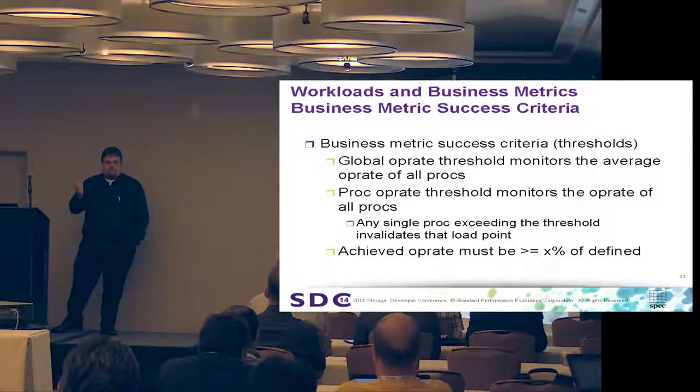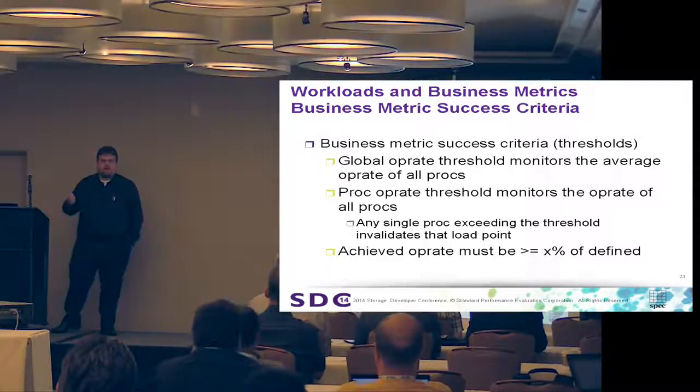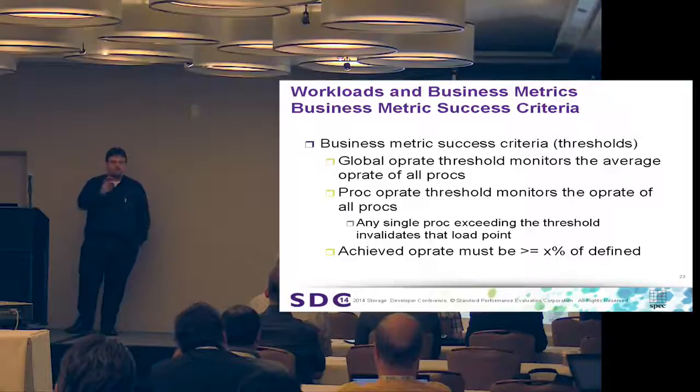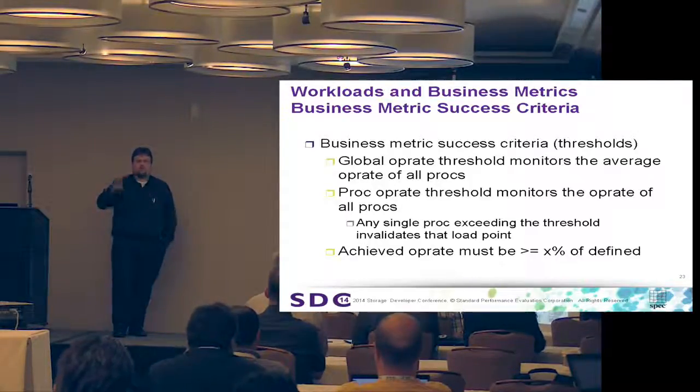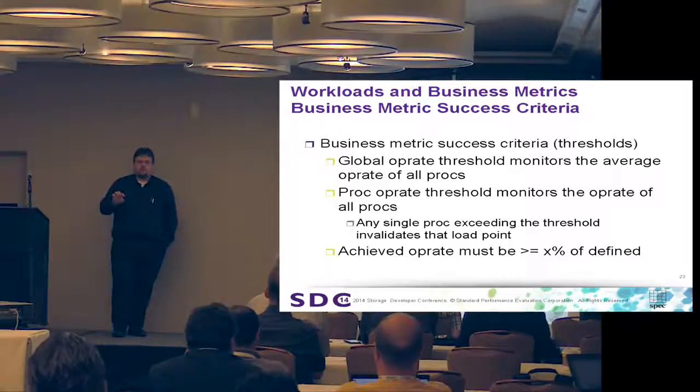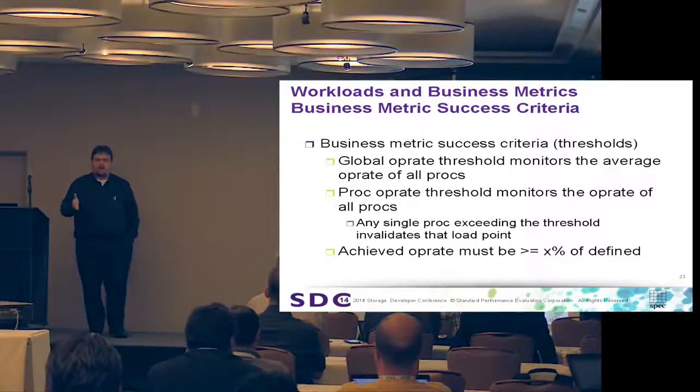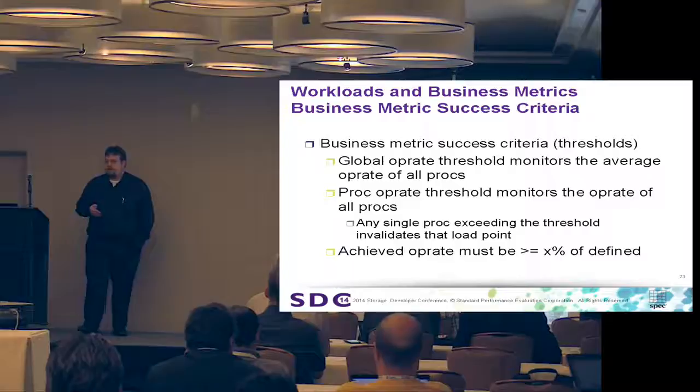The amount of IOPS that you are measuring must be within a certain percentage of the defined ops for that number of business metrics. So if you have one VDI desktop, you're trying to do 200 ops. You have to be within 95% of that, or that data point gets marked invalid.